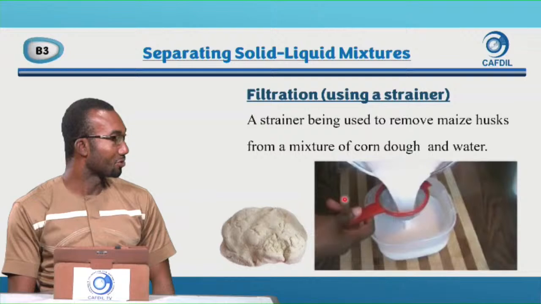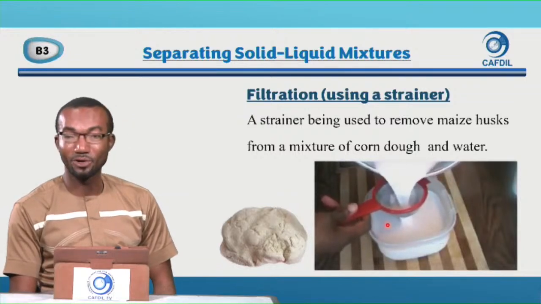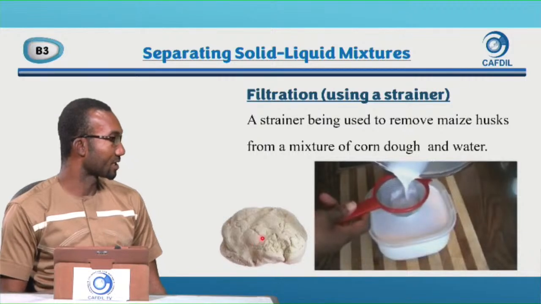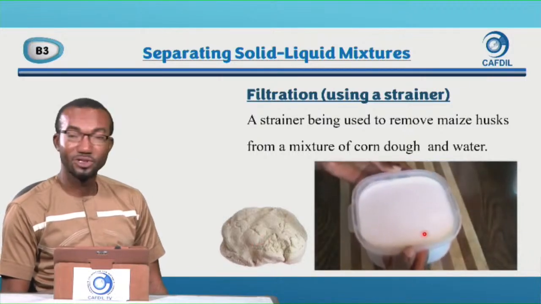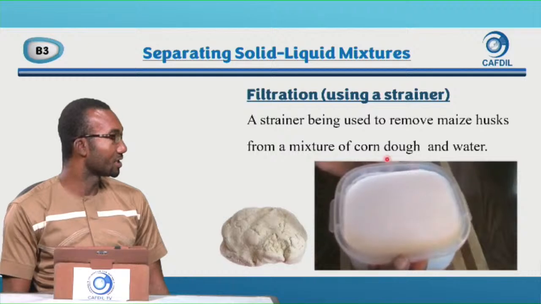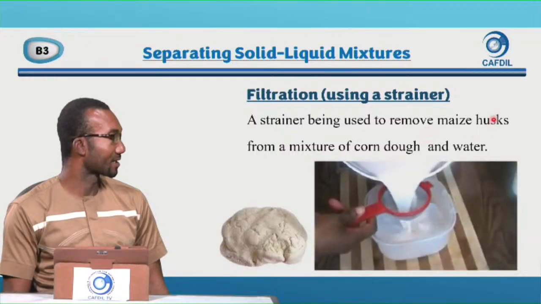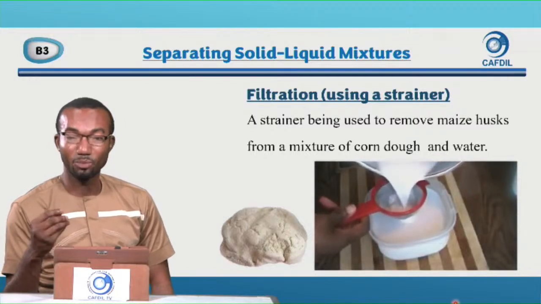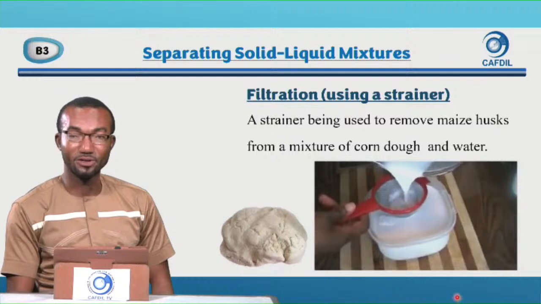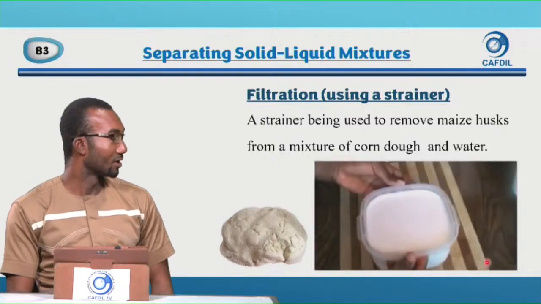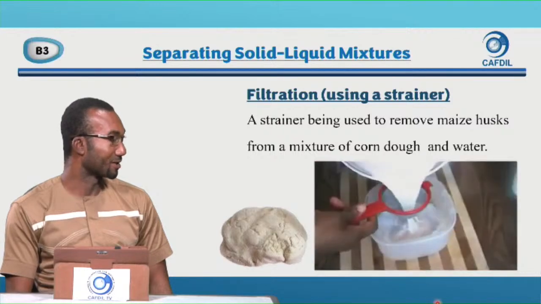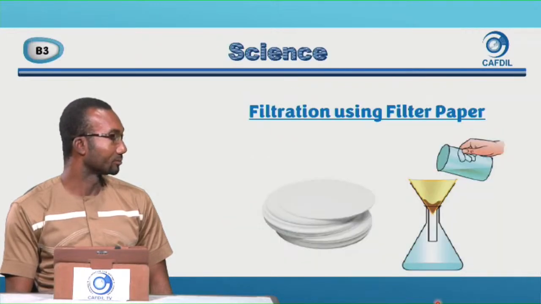Our mothers also use the strainer when preparing porridge using kondo. This is kondo, especially when they are preparing porridge for babies. They use it to separate the maize husk from a mixture of kondo and water. So this is kondo and water. That will make the porridge very smooth for the baby. So we use a strainer too when preparing kondo porridge.